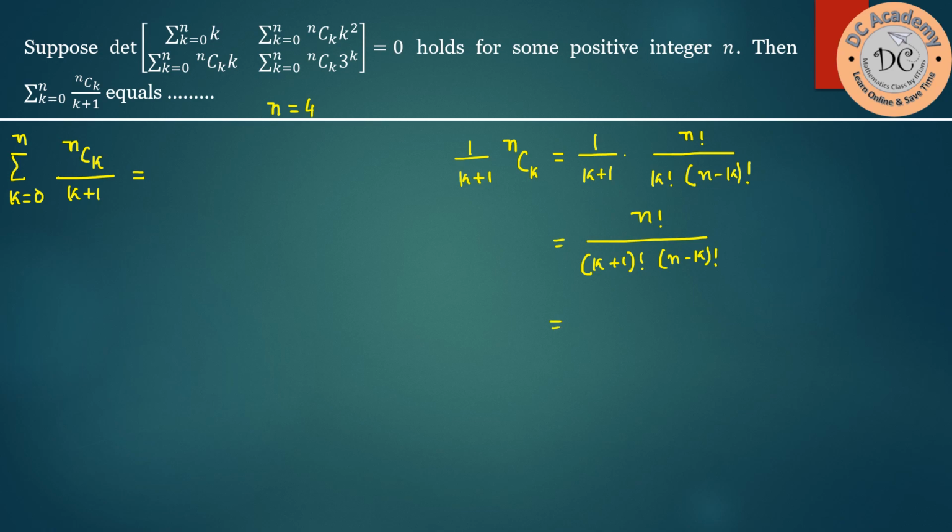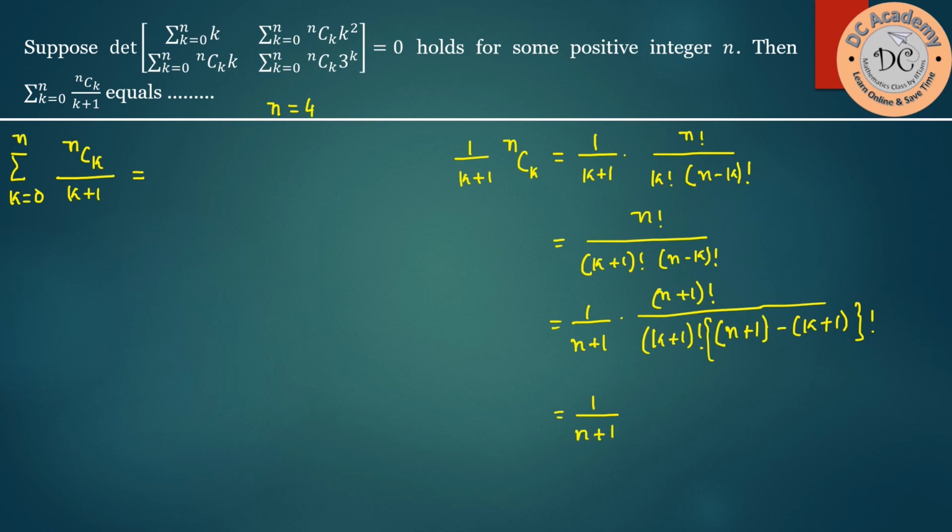Now, this term can also be written by taking 1 by n plus 1 outside. So therefore, it will be n plus 1 multiplied by n factorial. This is factorial n plus 1 divided by k plus 1 factorial multiplied by n minus k, that is n plus 1 minus k plus 1, factorial, right? So therefore, we can easily say that it is actually equal to 1 by n plus 1, and then we can say that n plus 1 C k plus 1.